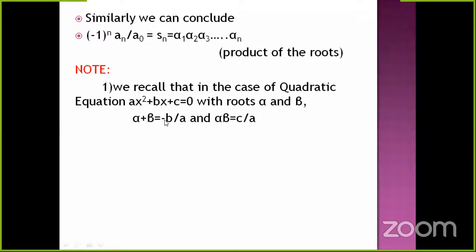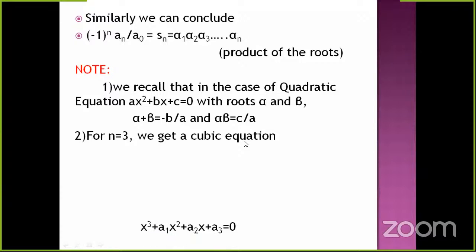Alpha plus beta is equal to minus the coefficient of x by the coefficient of x square, and the product of the roots, that is Sn. See here, if n is equal to 2, I will get this as S2, and I will get minus 1 to the power of 2, that is positive, constant term by a. So observe this condition for n equal to 3. For n equal to 3, we get a cubic equation, that is x cube plus a1 x square plus a2 x plus a3 equal to 0.